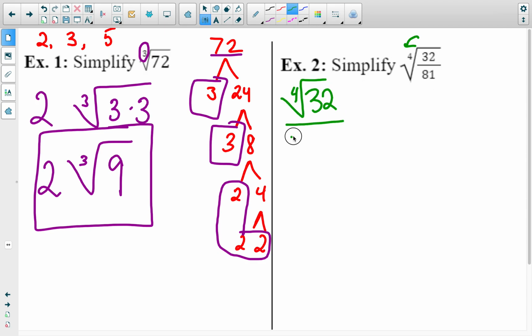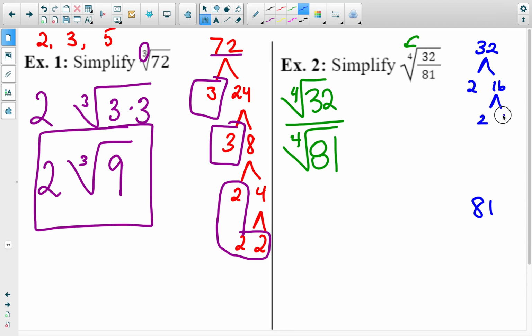4th root of 32 over 4th root of 81, using that quotient rule. And now we're going to do the same thing with 32 and 81, and we're going to break them out in groups of 4 because that's our index. All right, 32, let's divide it by 2, 3, or 5. Let's try 2. 2 times 16, and then 2 times 8, and then 2 times 4, and then 2 times 2. We can take them out of the radical in groups of 4.